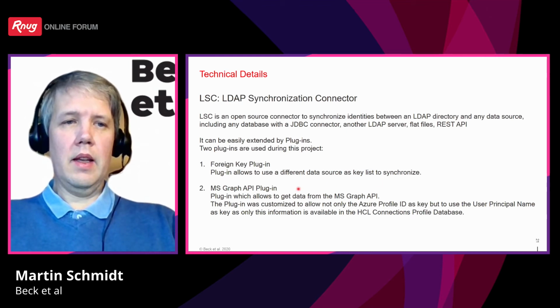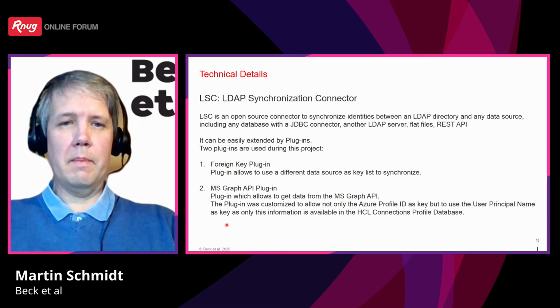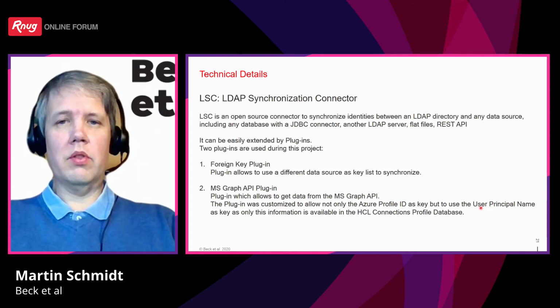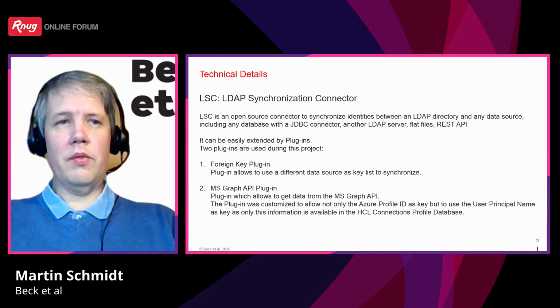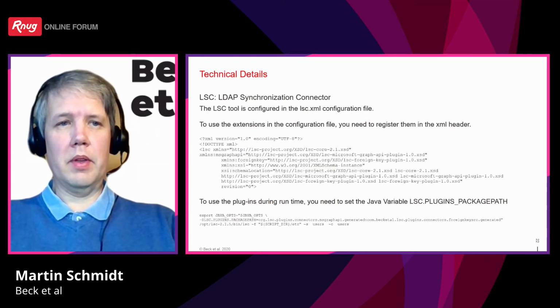And the second plugin I'm using is the MS Graph API plugin, which is able to pull the data from the MS Graph API. Per default, the plugin only supports the Azure profile ID. But I extended this plugin so it also allows you to use the user principal name, because the user principal name is more likely to be available inside HCL Connections.